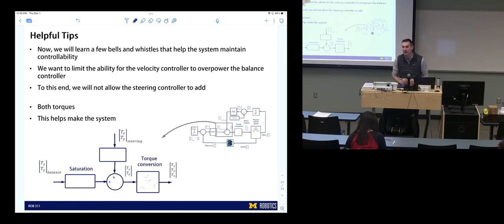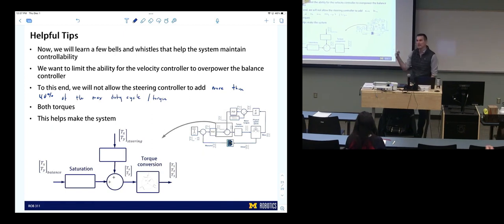Okay, we're going to learn a few things to help the system balance. We were talking before, we want to make sure we can limit the steering controller so it can't overpower the balance controller and crash itself. So to this end, we're not going to allow the steering controller to add more than 40% of the max duty cycle or torque. We're going to saturate the steering controller so it can never add more than the balance controller. The max that it could ever add is 40% of the maximum effort. Both torques, balance and steering, can saturate.